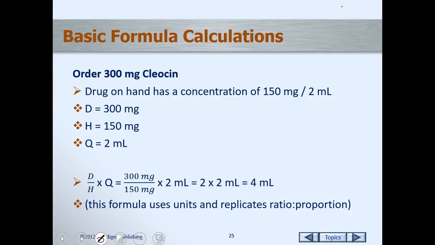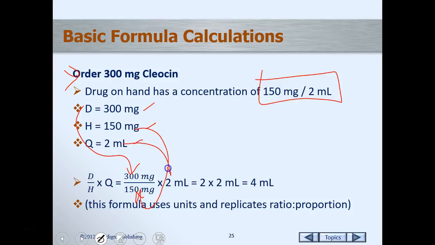So in this case, the order is for 300 milligrams of Fliacet. The drug on hand has a concentration of 150 milligrams per 2 milliliters. So our desire is 300, what we have is 150, and how it comes is 2 milliliters. So D over H times Q is the 300 divided by the 150 times the 2. 300 divided by 150 is 2, so 2 times 2 tells us we need 4 milliliters. Basically, this also will replicate a ratio and proportion calculation.